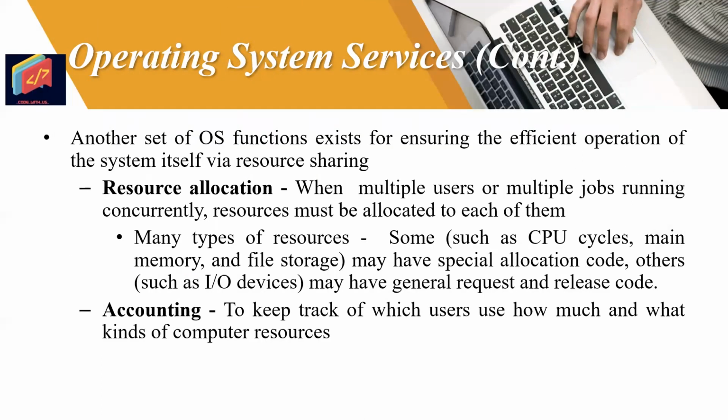And another set of OS functions exists for ensuring the efficient operation of the system itself via resource sharing. So resource allocation means what resources we need to allocate when multiple users or multiple jobs are running concurrently. Resources must be allocated to each of them. There are many types of resources, such as CPU cycles, main memory, and file storage, which may have special allocation code, while others such as I/O devices may have general request and release code. And the last one is accounting. It means to keep track of which users use how much and what kinds of computer resources.